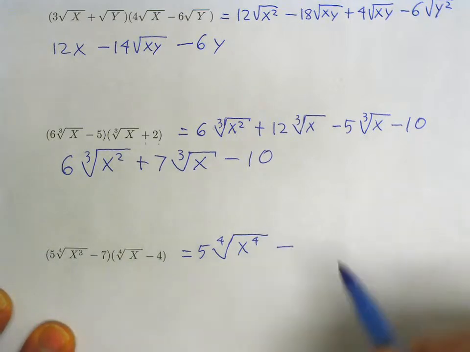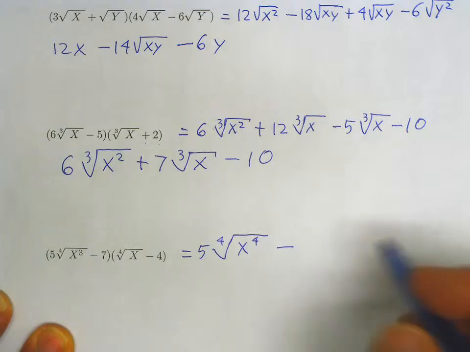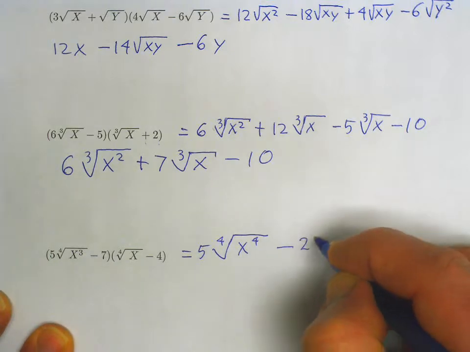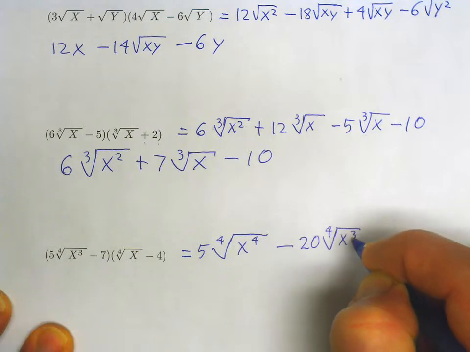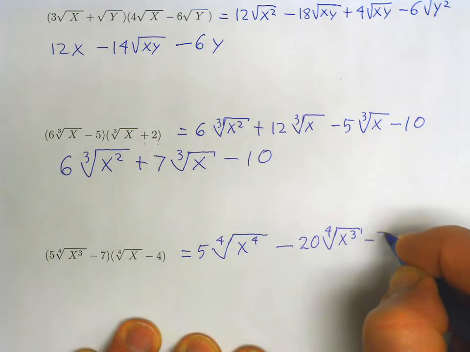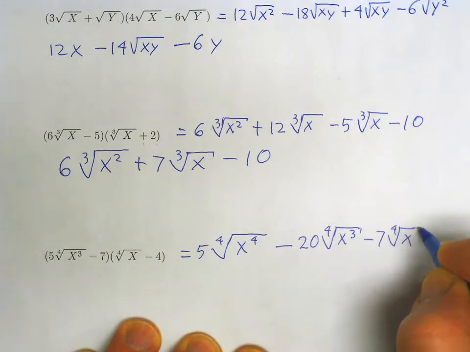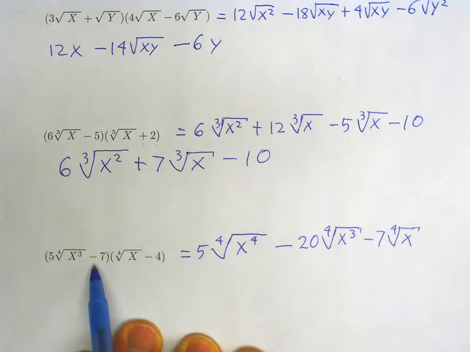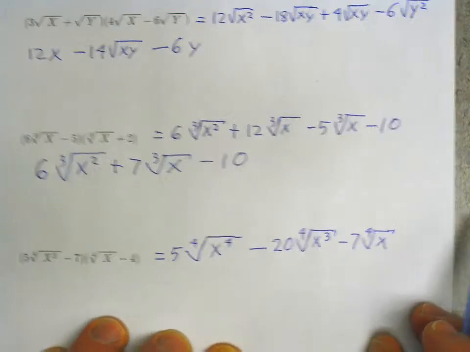And then we're going to subtract 5 times the 4th root of x to the third times 4. So that's minus 20 times the 4th root of x to the third. And then we're going to subtract 7 times the 4th root of x. So that's just minus 7 times the 4th root of x. And then since -7 times -4 is positive 28, we're going to add 28.